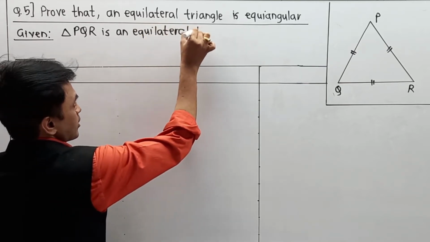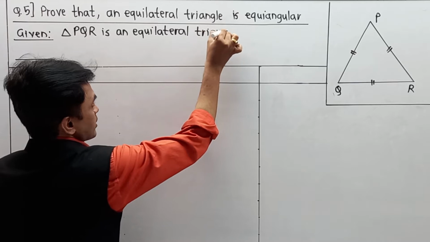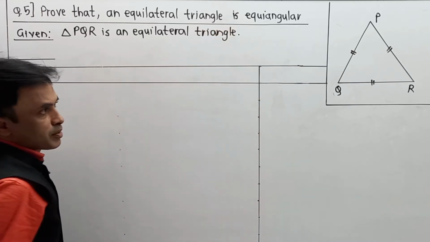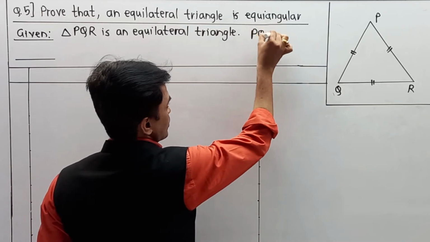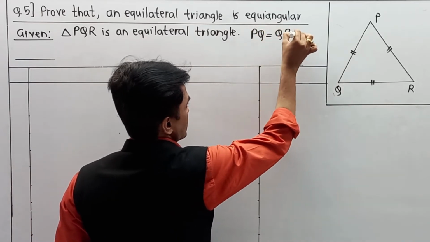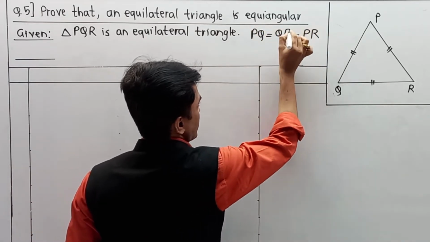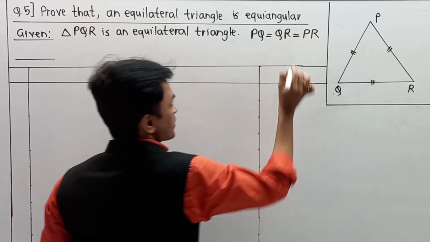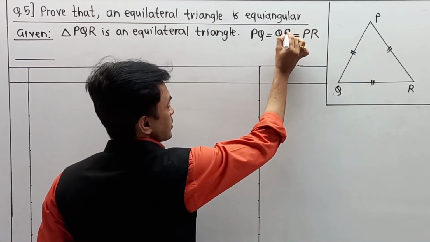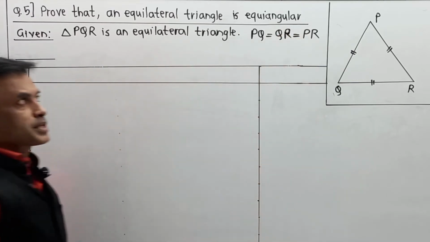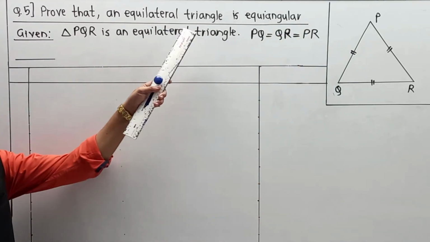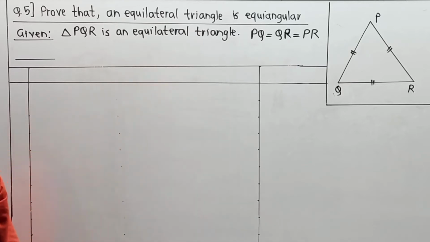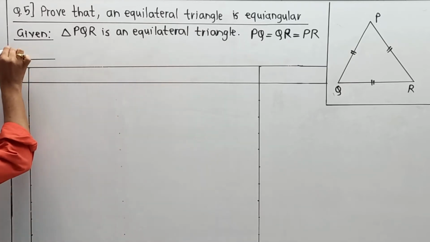Equilateral triangle means they have given that all three sides are equal. Means you can say that PQ is equal to QR is equal to PR, that they have given. Three sides are given, and we have to prove that this triangle is now equiangular.